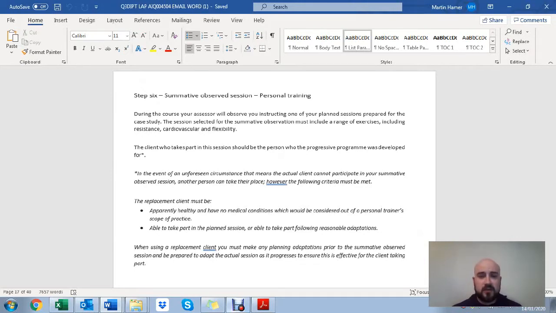The session selected for the summative observation must include a range of exercises, including resistance exercises, cardiovascular, and some form of flexibility. So really in your session, if you've planned those session plans correctly, there should be some form of warm-up in there with some mobility work, some cardiovascular work.